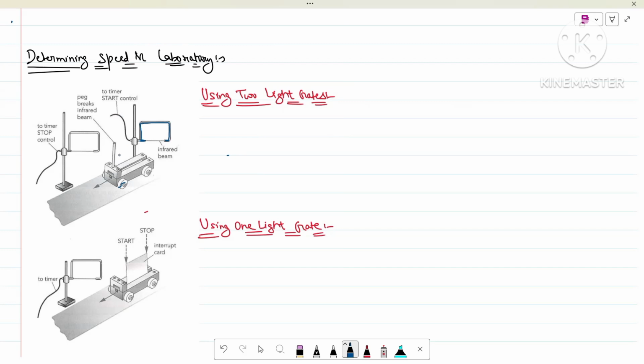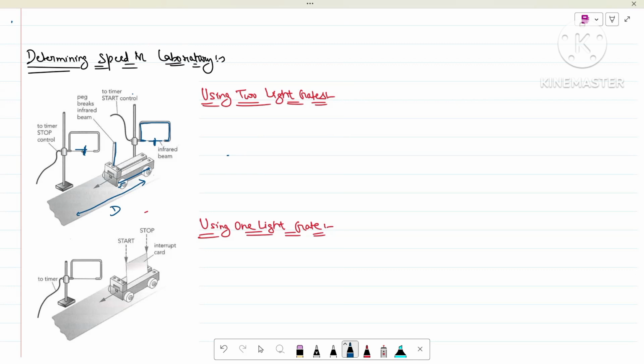Now see, when we are using two light gates, how can we find the speed? This is the trolley moving, and we will attach this peg. When this peg comes here, it will interrupt the signal in the first light gate, and the timer will be switched on. Now after covering this distance d, the trolley will reach this point. This time the peg will interrupt the signal for the second light gate.